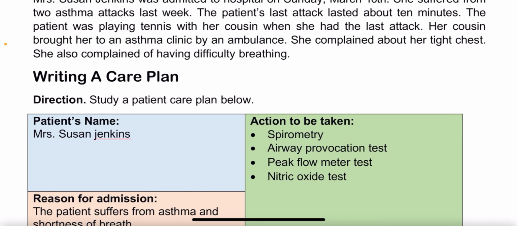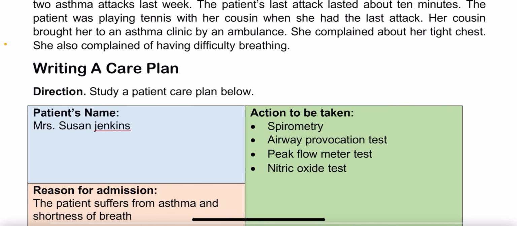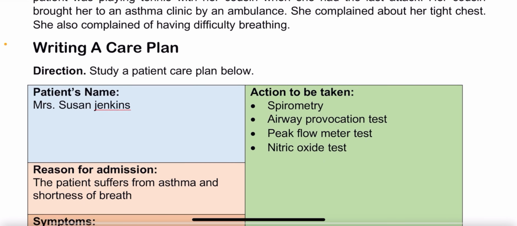She complained about her attacks. She also complained of having difficulty breathing.